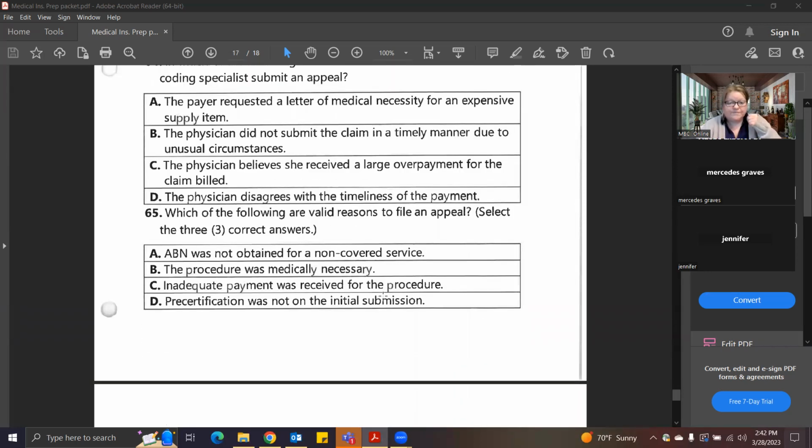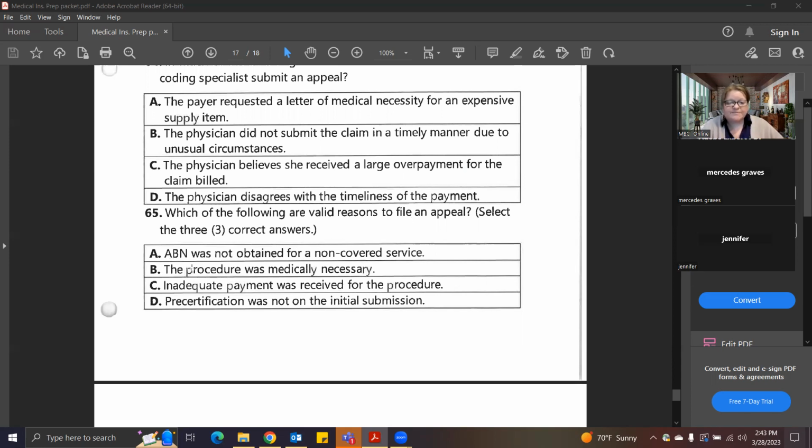Let's see. Which of the following are valid reasons to file an appeal? Select 3 correct answers. So we know that's going to be on the exam. A, the ABN was not obtained for a non-covered service. That has nothing to do with claims either. Do y'all remember what the ABN is for? We talked about that in the claims packet. The advance beneficiary notice for Medicare patients. It states that for a non-covered service, you may be billed for it. So we're not going to file an appeal over that, right?